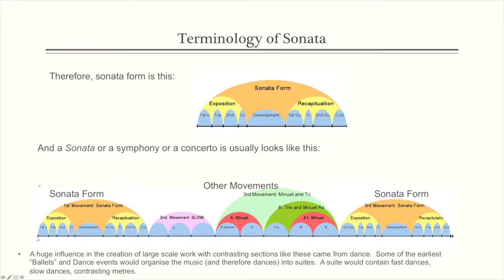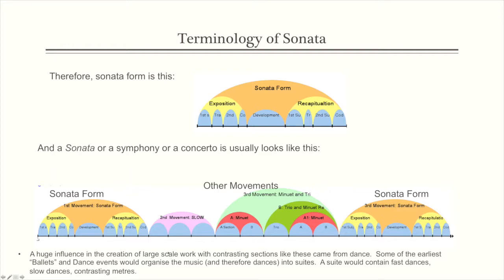The second movement is typically slow, though it's not set in stone. The third movement is quite often like a dance, something in triple time, with a bit of movement. And then the last section is also sonata form. Not all sonatas fit this template, but the majority of them do.